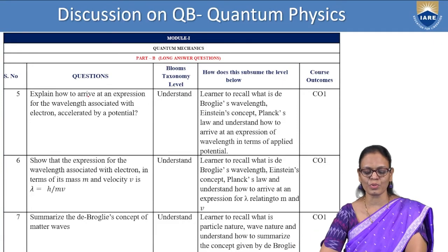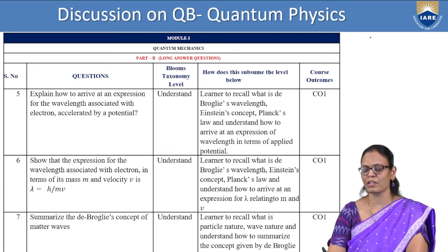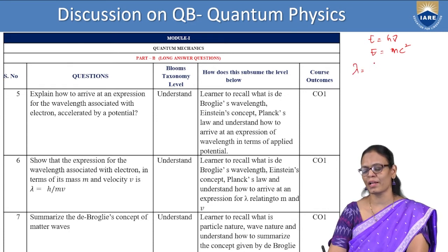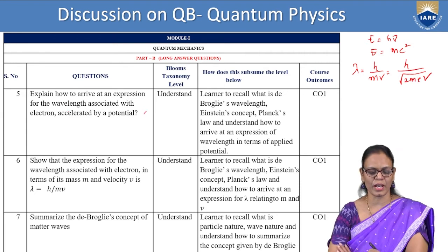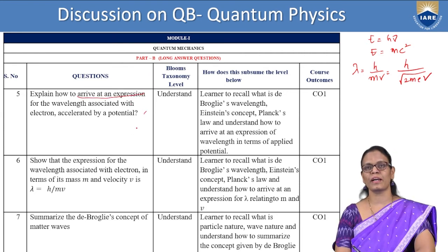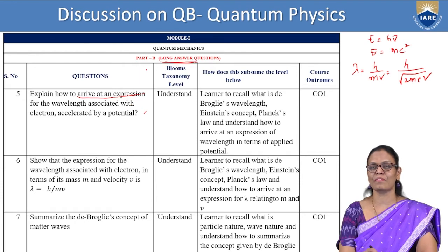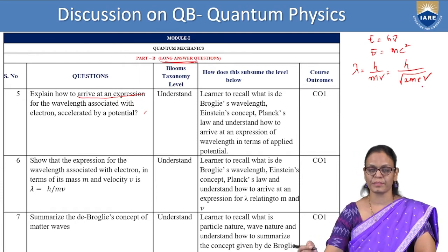Then explain how to arrive at an expression for the wavelength associated with an electron accelerated by a potential. Here you will have to derive the entire expression, starting from E is equal to h nu and considering the other equation E is equal to mc square. Using both, how do you arrive at lambda is equal to h upon mv, or h upon under root 2 mev? You will have to do the entire derivation. Arrive at the expression means you will have to derive it, because it's a long answer question for 7 marks. All the steps you have to write.